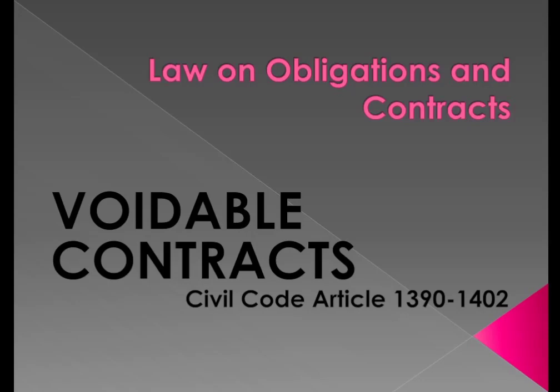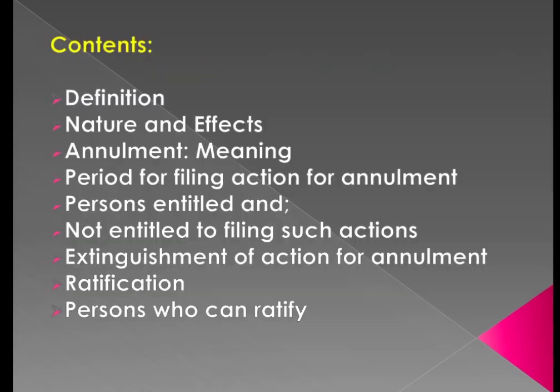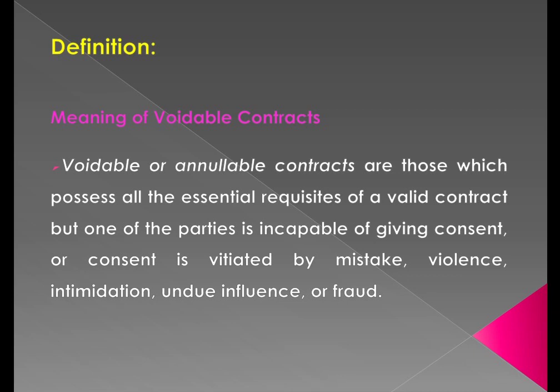Law on Obligations and Contracts, Voidable Contracts, Civil Code Article 1390 to 1402. Definition. Meaning of voidable contracts. Voidable or annullable contracts are those which possess all the essential requisites of a valid contract, but one of the parties is incapable of giving consent, or consent is vitiated by mistake, violence, intimidation, undue influence, or fraud. With this, we will discuss voidable contracts, and how this contract became voidable. With these two, the incapacity and these vices of consent.